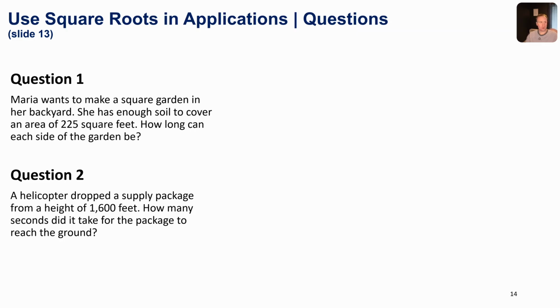The final set of questions then use square roots in applications. So some word problems here. So in question 1, Maria wants to make a square garden. So we're going to pretend this is a square garden here, and that's all equivalent sides. And she has enough soil to cover an area of 225 square feet.